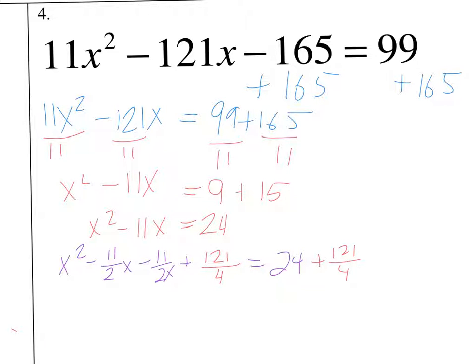24, I want to convert that to a fraction over 4. It's going to be 96 over 4. 96 over 4 plus 121 over 4 is going to be 217 over 4. That's a nice number. And this guy's going to turn into x minus 11 over 2 squared.